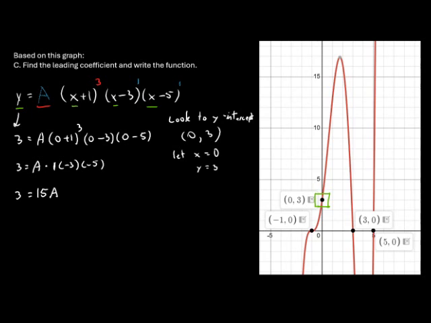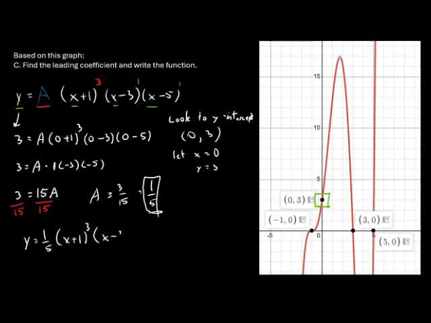Now to solve for a, we'll divide by the number in front of a, which is 15. When we divide by 15, we'll have a equals 3/15. And if we reduce this to lowest terms, this will be 1/5. Finally, to write the polynomial, we'll say y equals 1/5 times x plus 1 to the third power times x minus 3 times x minus 5. This is the completed polynomial based on this graph.